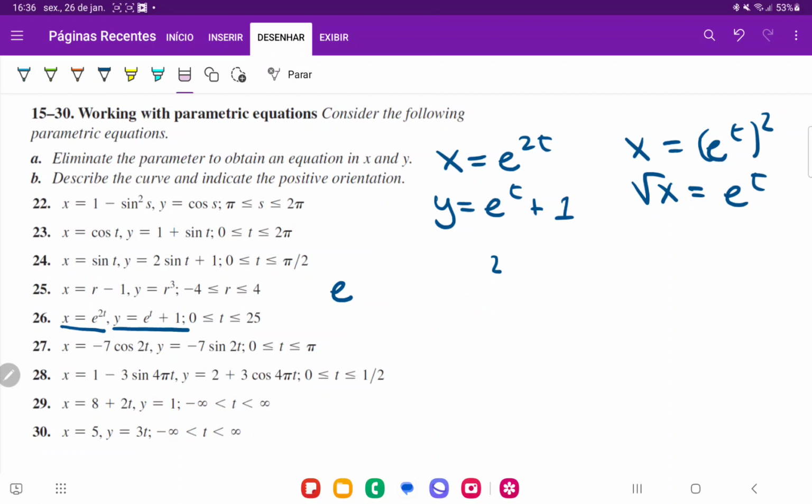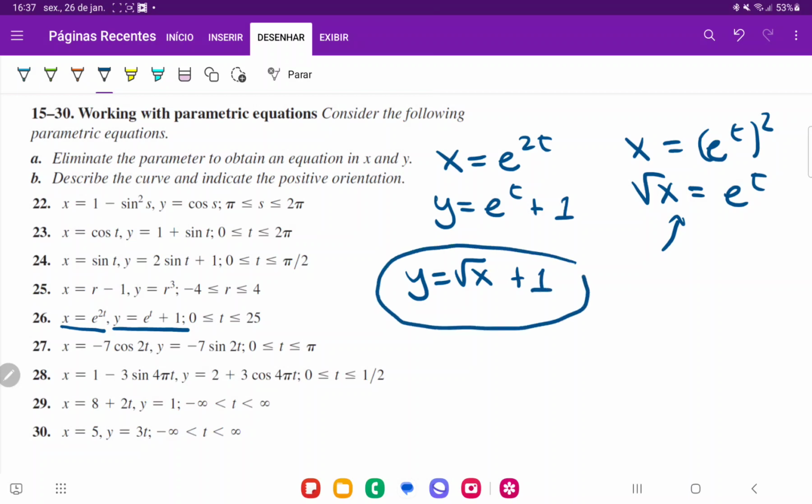So once I have this, I can now plug the expression of e to the t back here. So I'm going to do that. y is equal to e to the t, but as we saw, e to the t is the square root of x, so y equals square root of x plus 1. And this over here is our equation where we have eliminated the parameter t.